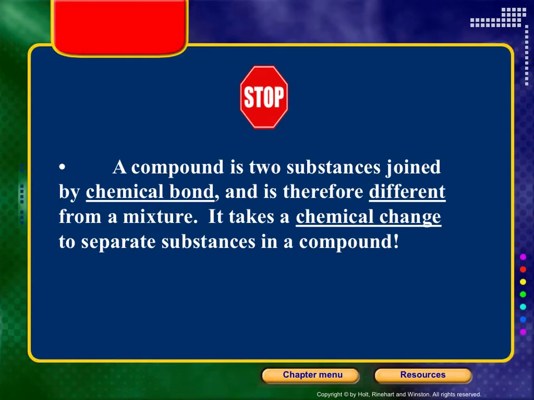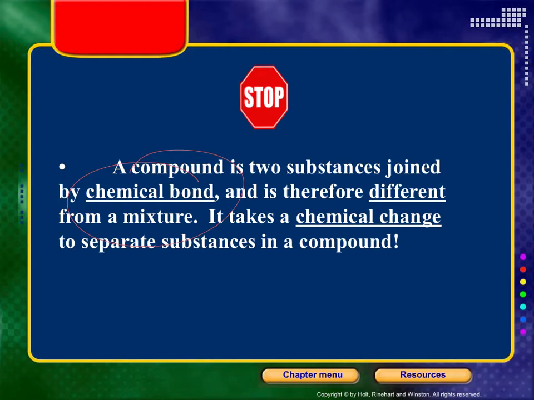So let's stop right here and make sure we understand the difference between a compound and a mixture. This is a key difference for understanding chapter 4. When we take a compound, there's the chemical bond, right? There's this bond in the substance. It's a semi-permanent bond, and it is different from a mixture. A chemical change is needed to separate a compound, but you do not need a chemical change to separate a mixture.